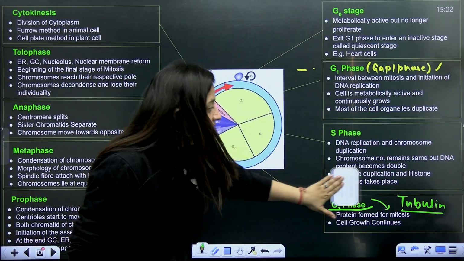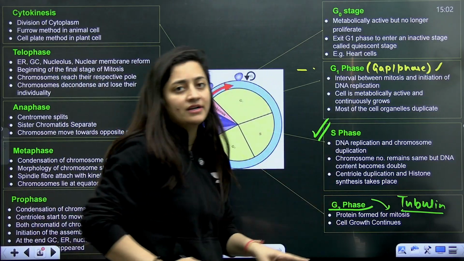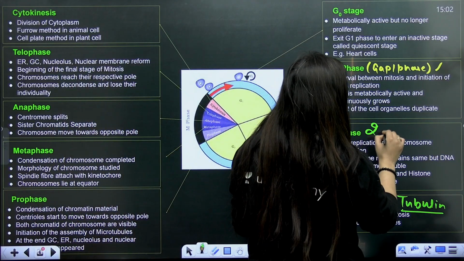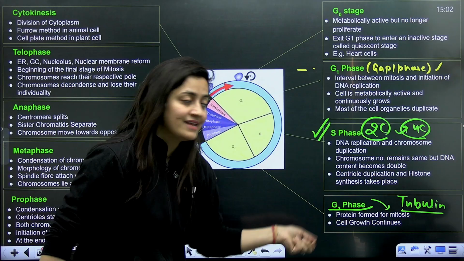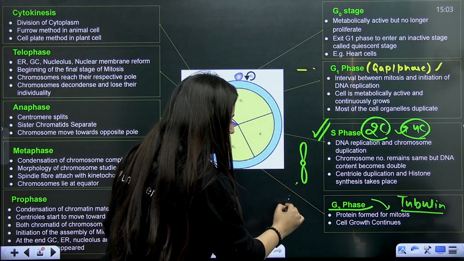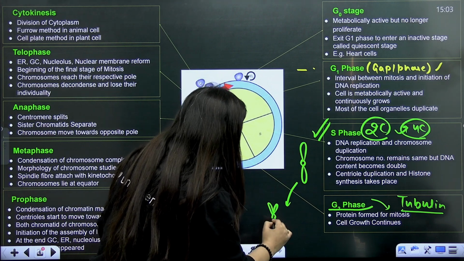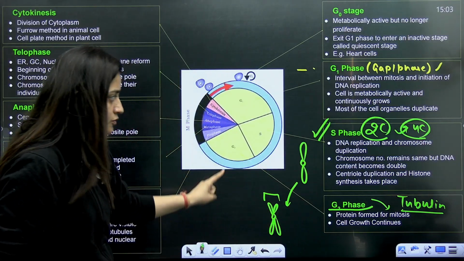As I said, the chromosome number will remain the same here, but the DNA content will get doubled. If the initial amount of DNA is 2C, it will become 4C. But if initially the chromosome number is 10, it will stay 10 only. It's just that your chromosome, which was earlier like this, a single-armed monad, will become a diad. So the DNA content gets duplicated, but the number of chromosomes remains the same.